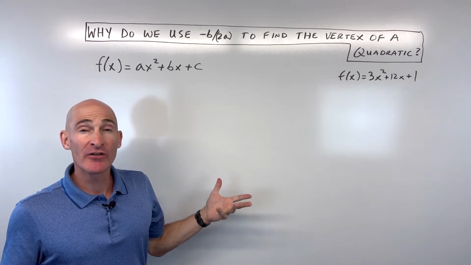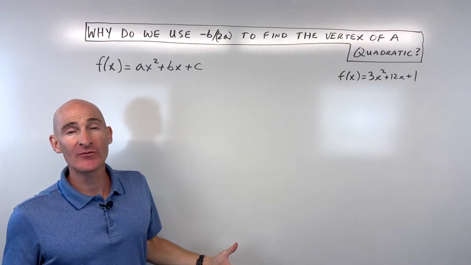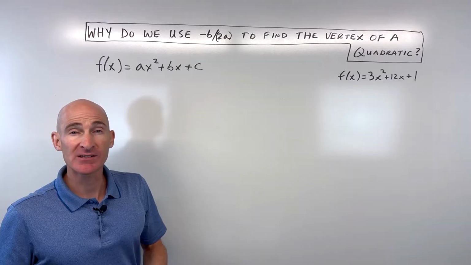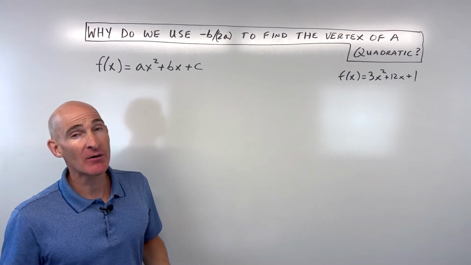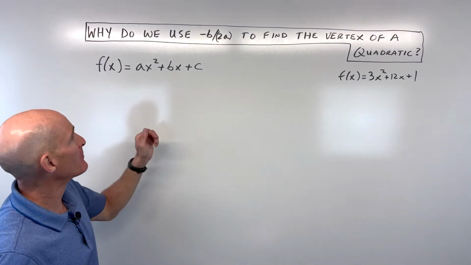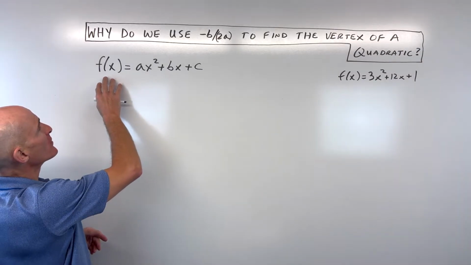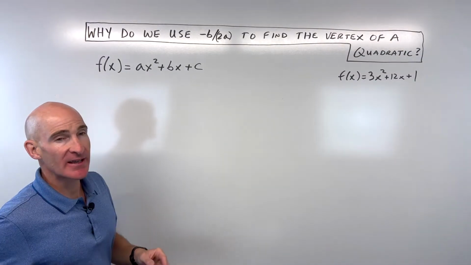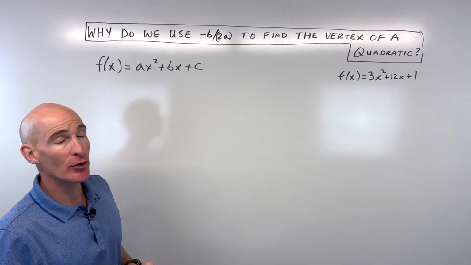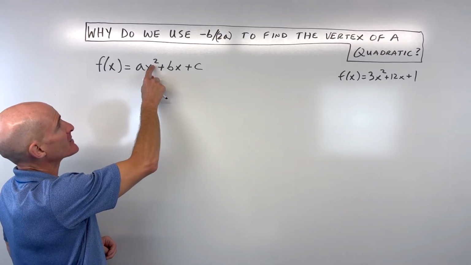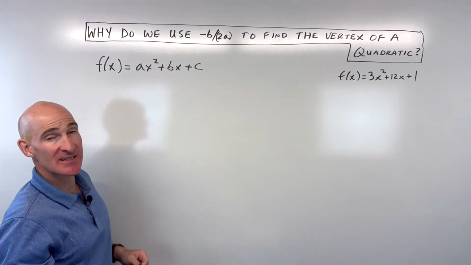So you might be asking yourself, Mario, why do we use negative b over 2a to find the vertex of a quadratic? That's what we're going to talk about in this video, and you'll understand why when we're done. When you think of a quadratic equation, this is like a second degree polynomial equation. It's in this form, ax squared plus bx plus c.